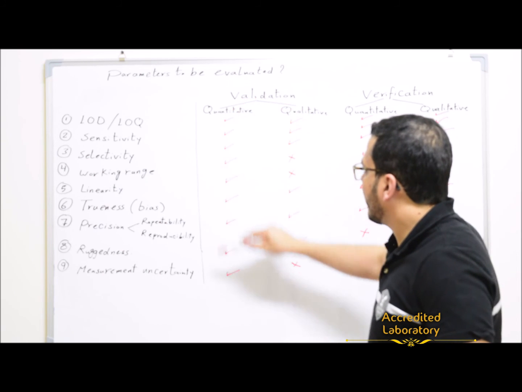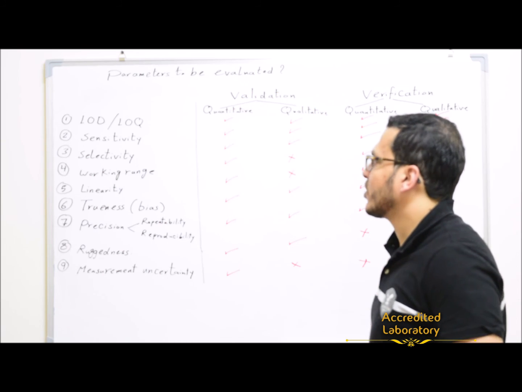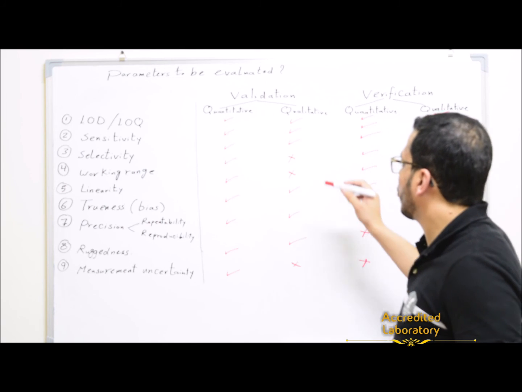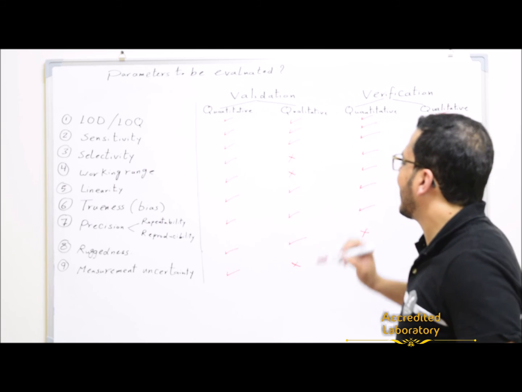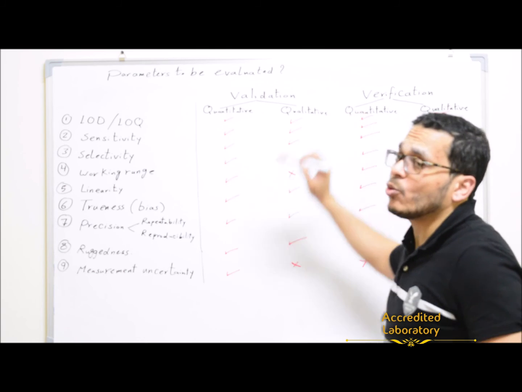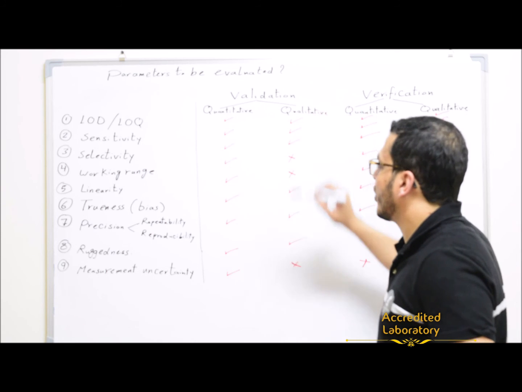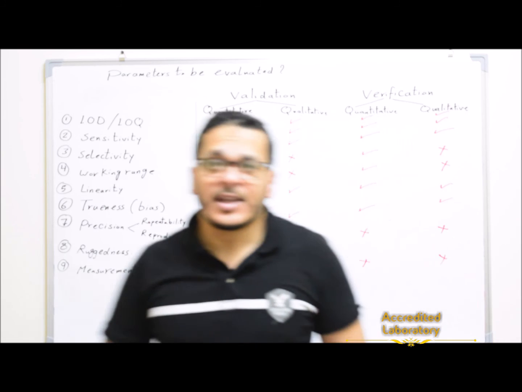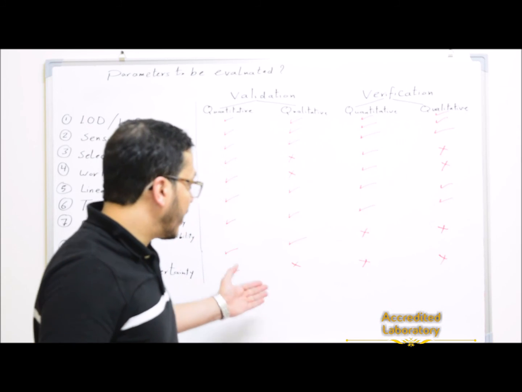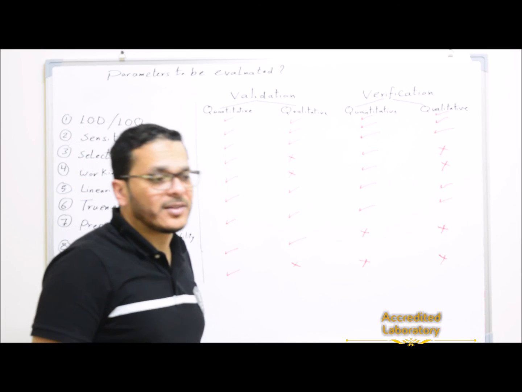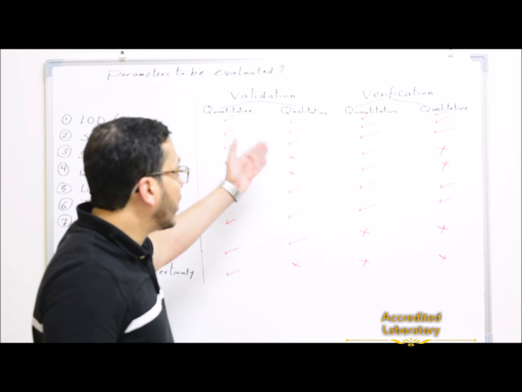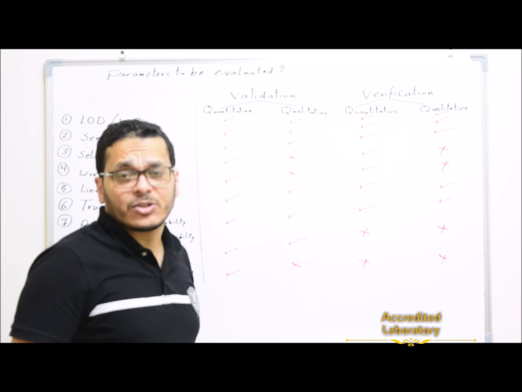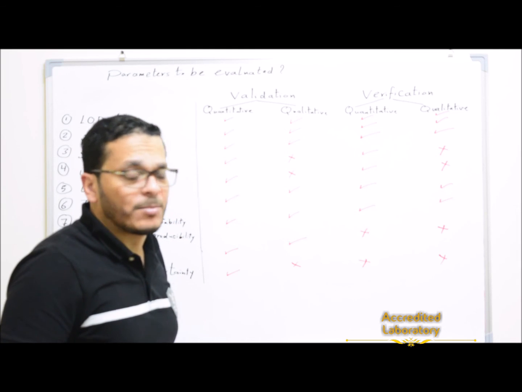So you need here to evaluate all of these performance parameters. But in qualitative, you don't need to evaluate working range or linearity range or LOQ, quantitation limit. You just need detection limit. Also measurement uncertainty, not very important. In some laboratories they can evaluate also measurement uncertainty, but it's not very important in case of a qualitative method, because you just need to detect the presence or absence of the analyte in the test sample.